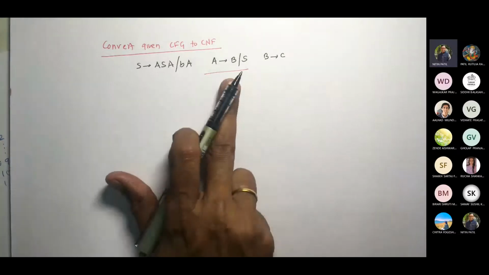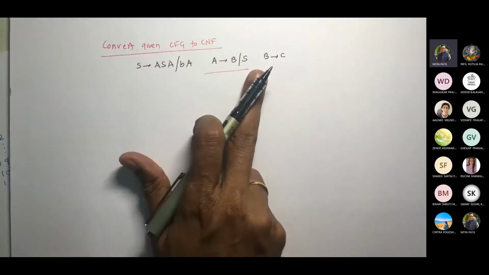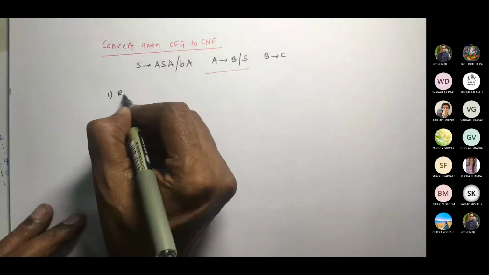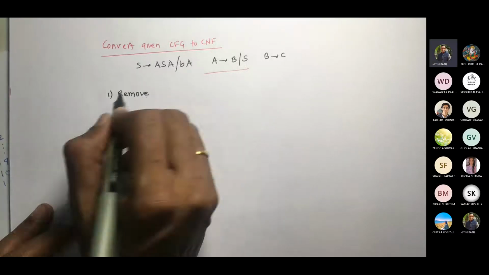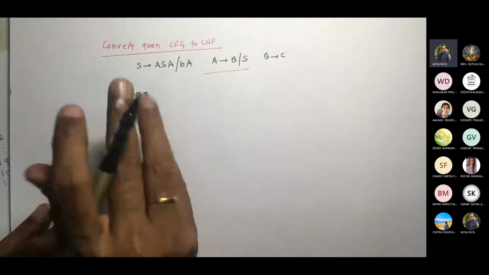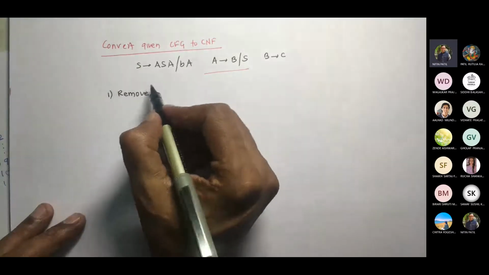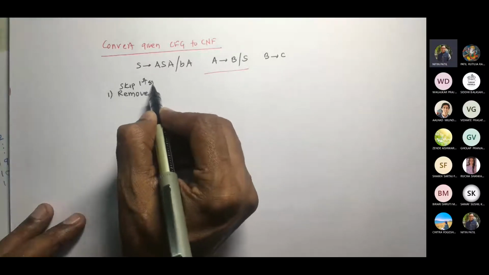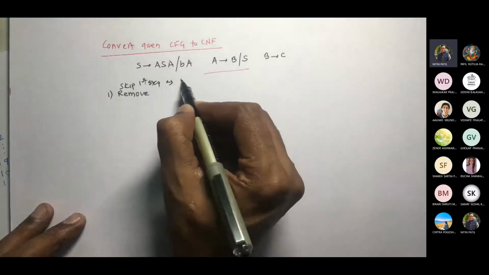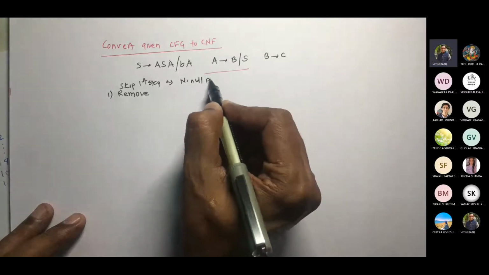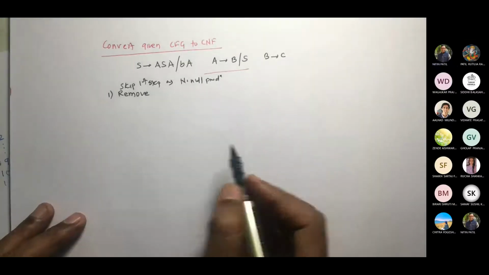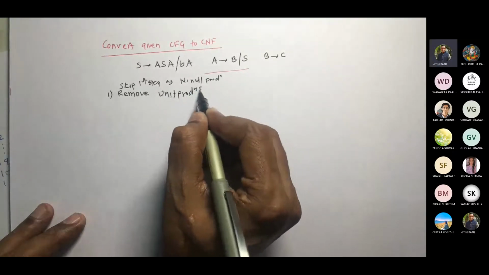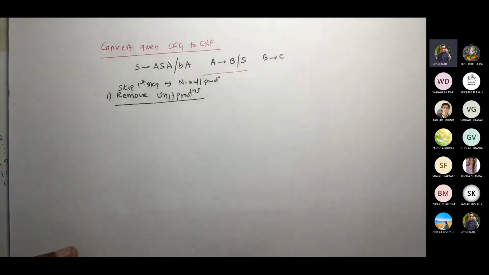Correct? This one is a unit production. A gives B and A gives S. Correct? Now actually it is our second step because the first step is skipped. So I can say skip the first step as no null productions were found. Now remove unit productions. So what to do with this?